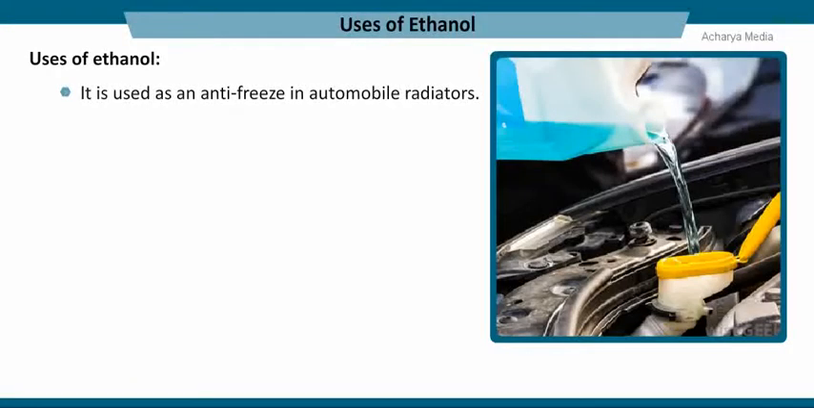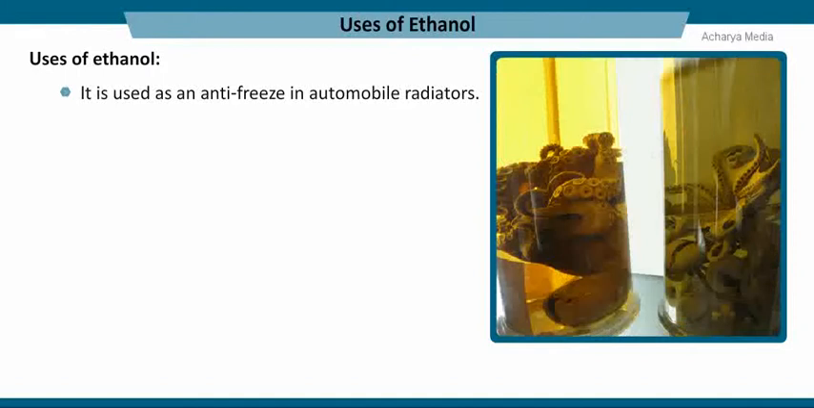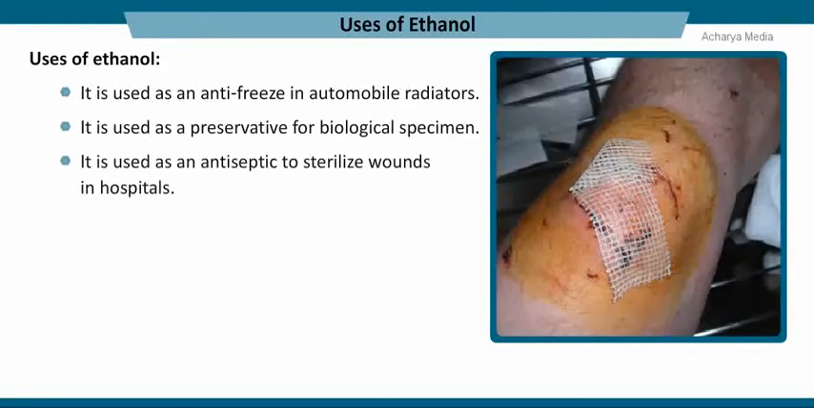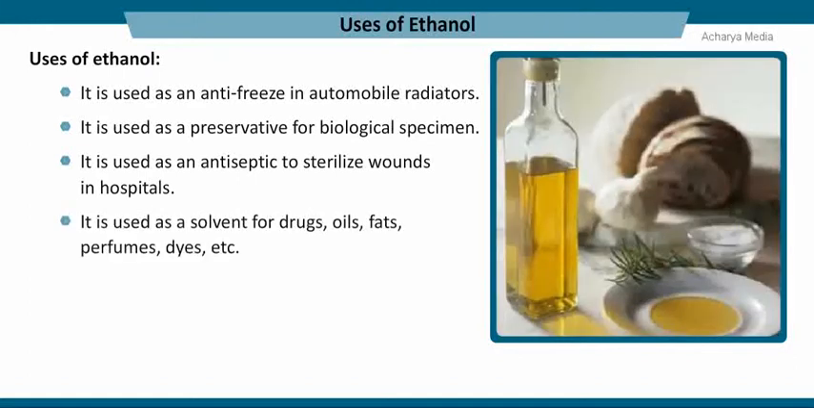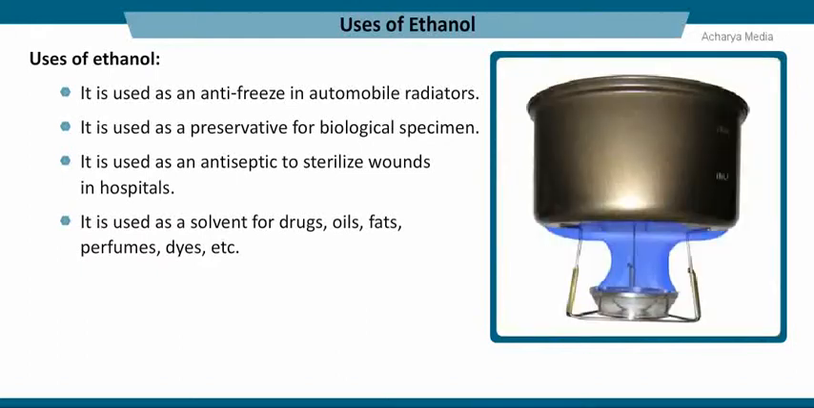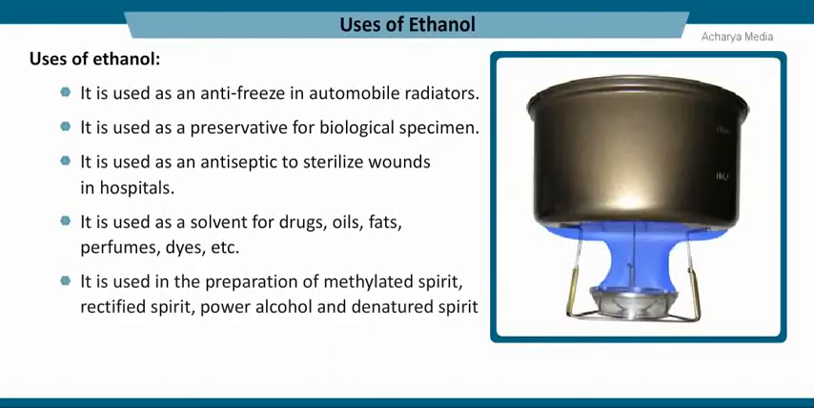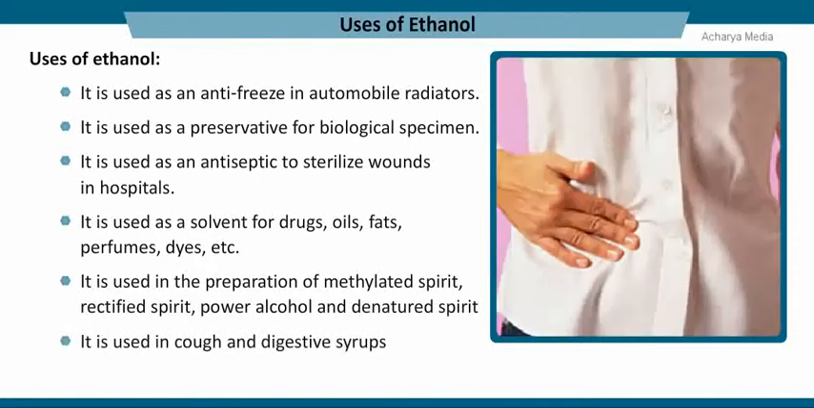Uses of ethanol. It is used as an antifreeze in automobile radiators. It is used as a preservative for biological specimens. It is used as an antiseptic to sterilize wounds in hospitals. It is used as a solvent for drugs, oil, fats, perfumes, dyes, etc. It is used in the preparation of methylated spirit, rectified spirit, power alcohol, and denatured spirit. It is used in cough and digestive syrups.